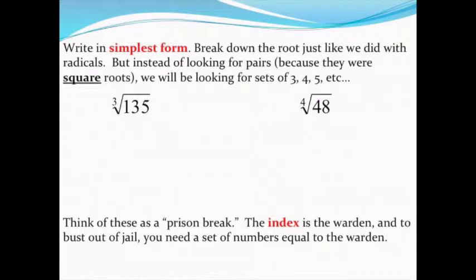When we're working with radicals, we want to make sure that we simplify an answer. Simplifying never means getting decimals. Instead, we're going to use a factor tree to see if we can find any sets of numbers to take out of these roots.